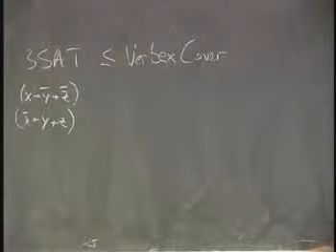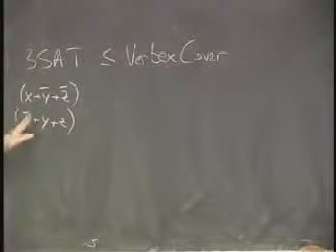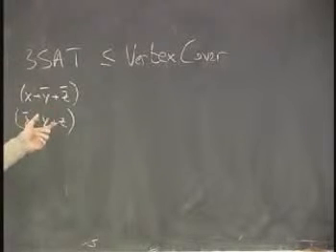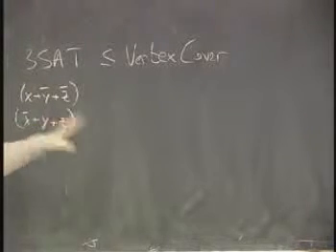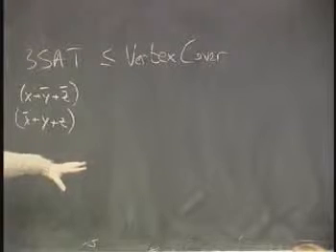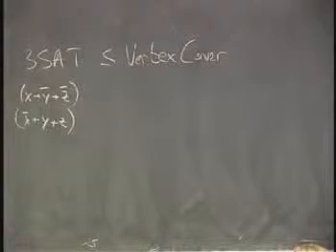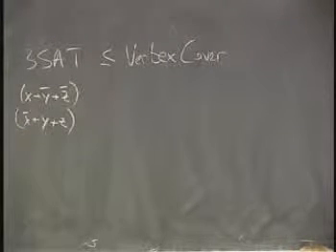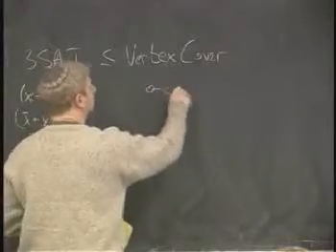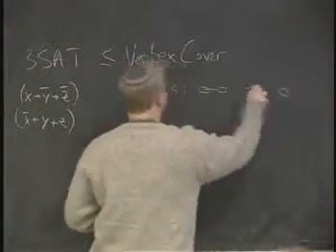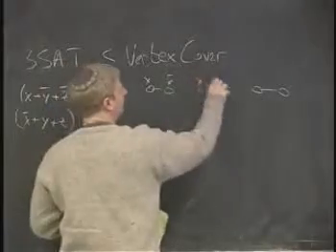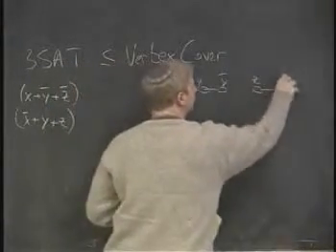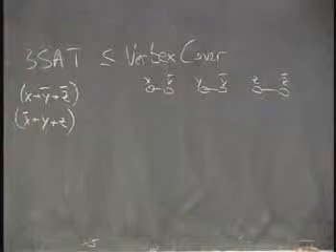Here's what we're going to do. For every single variable in this formula, I'm going to construct a piece of the graph. And for every single clause, I'm going to construct a piece of the graph. Here's how it works. Look at your variables. Count how many there are. There's 3 of them, x, y, and z. You're going to have one node for x, and one for x bar, and one node for y, and one node for y bar, and one node for z, and one node for z bar. And you're going to connect them with edges. So it looks like this. I'll label them so we can remember what they stand for. That's the first part of the reduction.